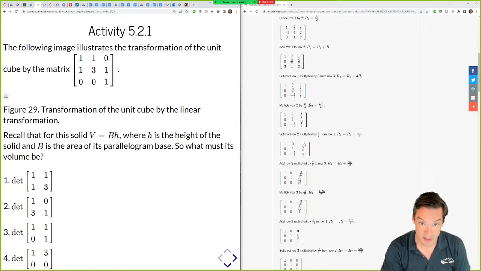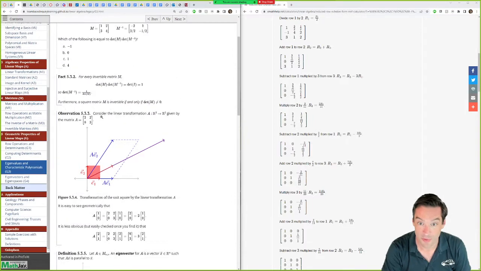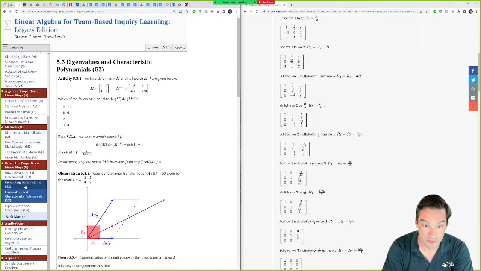Looks like there's a missing image in this diagram, so I'm going to switch over to the other copy of the textbook real quick here. This is G2.